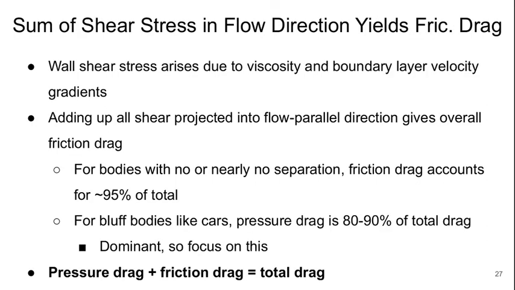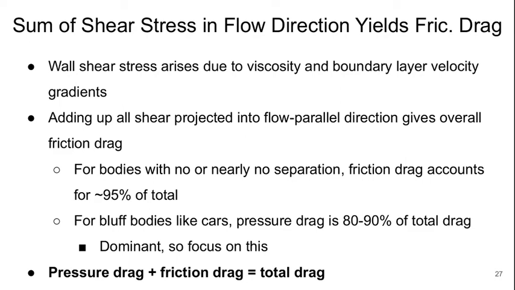The sum of the shear stress in the flow direction gives us the friction drag. That wall shear stress arises due to viscosity and the boundary layer velocity gradients. So if we add up all the shear components that are projected into the flow parallel direction, that gives us our overall friction drag. If you've got a body that has no or almost no separation, the friction drag accounts for maybe up to 95% of the total drag.